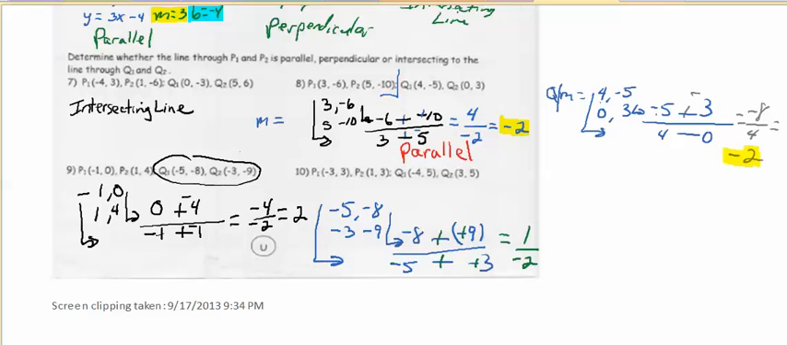Okay, so I've got my slopes here. I have a 2 and a negative 1/2. Okay, can I make this a fraction by putting a 1 under it? I can. So now are they opposites? Do I have 2/1 and 1/2? One's negative, one's positive. This is a perpendicular line.